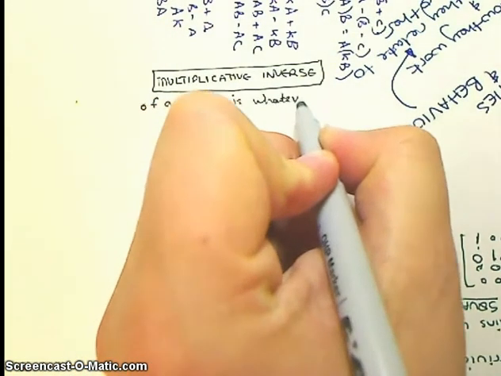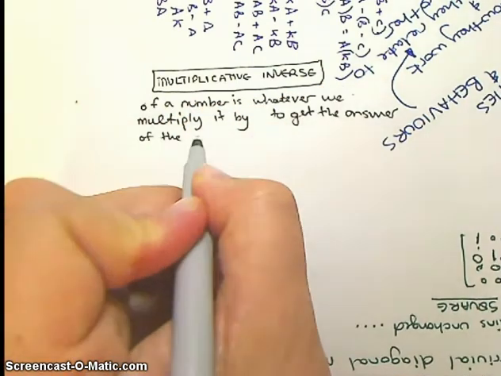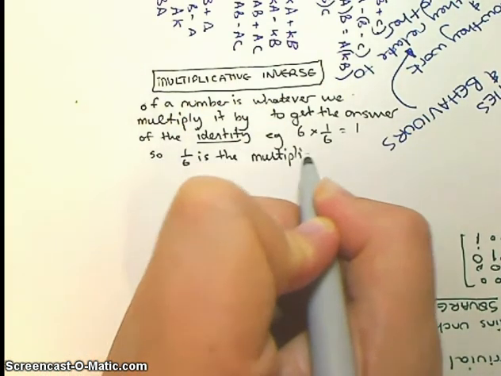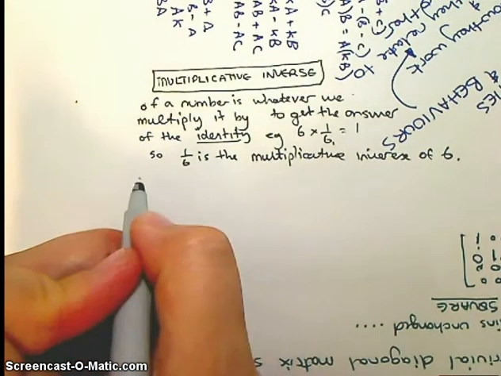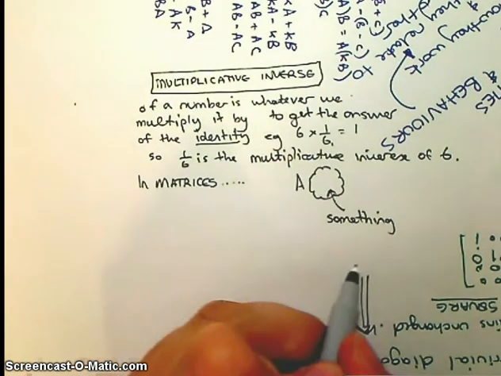It moves on now to the multiplicative inverse. The multiplicative inverse of any number is whatever we multiply that particular number by to get the answer of the identity element. This is why the identity element was so important. So for example, in 6 by 1/6 equals 1, you can see that 1/6 is the multiplicative inverse of 6 because we get the answer of the identity.